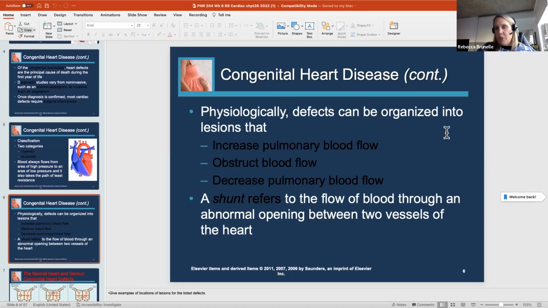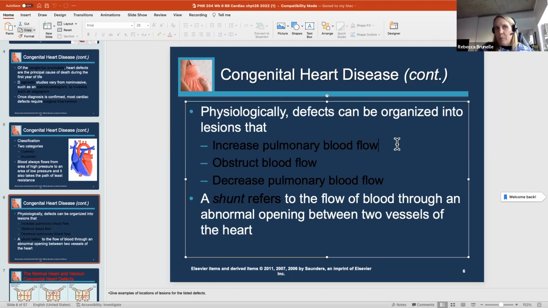So in addition to talking about whether your oxygen level is low or normal, cyanotic or acyanotic, we talk about: does it cause increased pulmonary blood flow? Is there an obstruction of blood flow? Is there decreased pulmonary blood flow? So always think about the heart and the lungs going together. Even though we're talking about a heart defect, we often talk about what effect that has on the blood flow to the lungs. And then there's another term that we talk about in pediatric cardiology, and that's shunt. Shunt just refers to blood that moves through an abnormal opening in the heart.